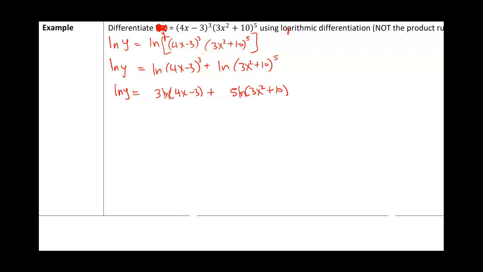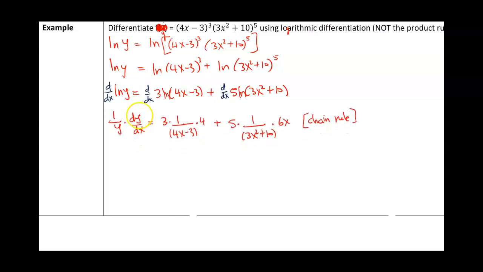So then from here, we are going to take the derivative of each term: the natural log of 4x minus 3, the natural log of 3x squared plus 10, and the natural log of y. The derivative of natural log of y is going to be 1 over y, but we have that dy dx because we have a y term with an x input. Here, the derivative of 3 times natural log of 4x minus 3: the 3 is separate. Natural log of 4x minus 3 has a derivative of 1 over 4x minus 3. But because this contains a term that's not just x, we have to take its derivative as well, which is going to be 4.